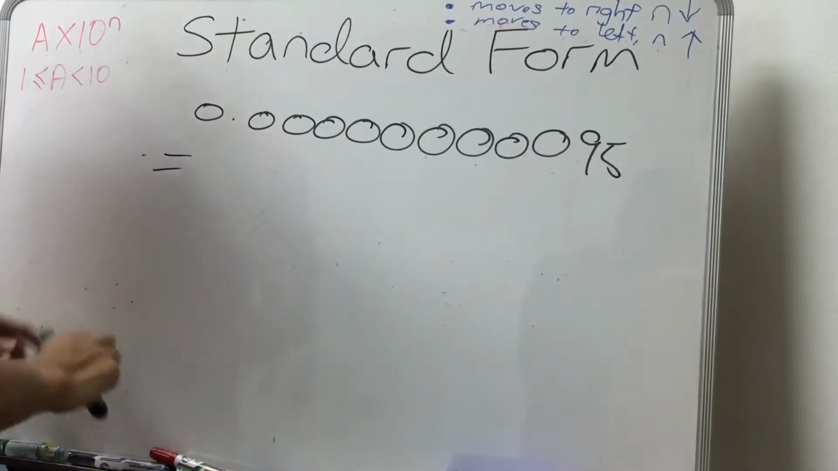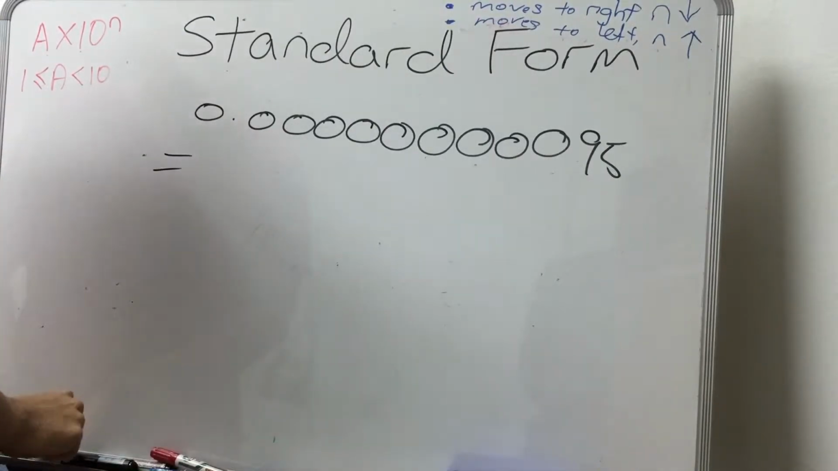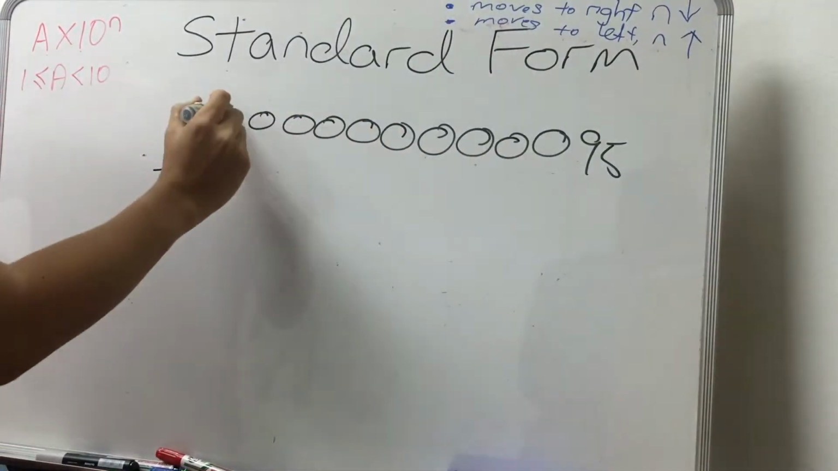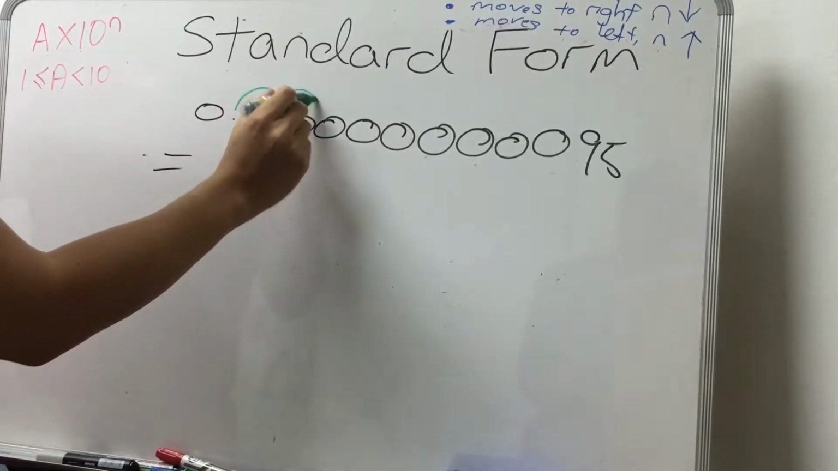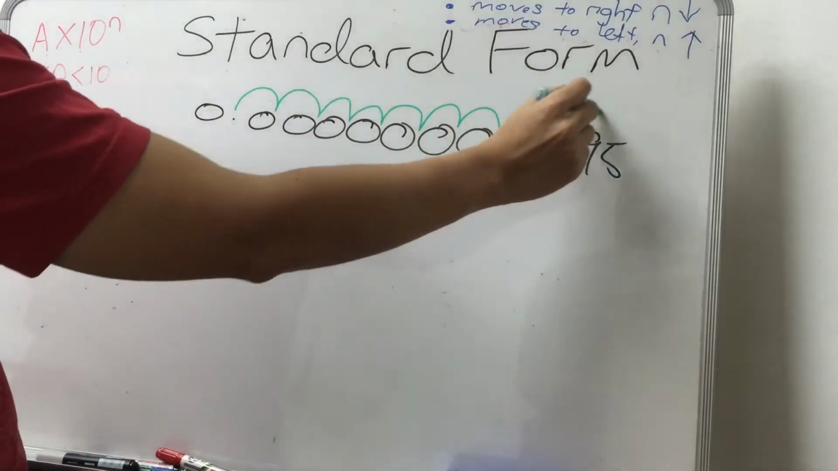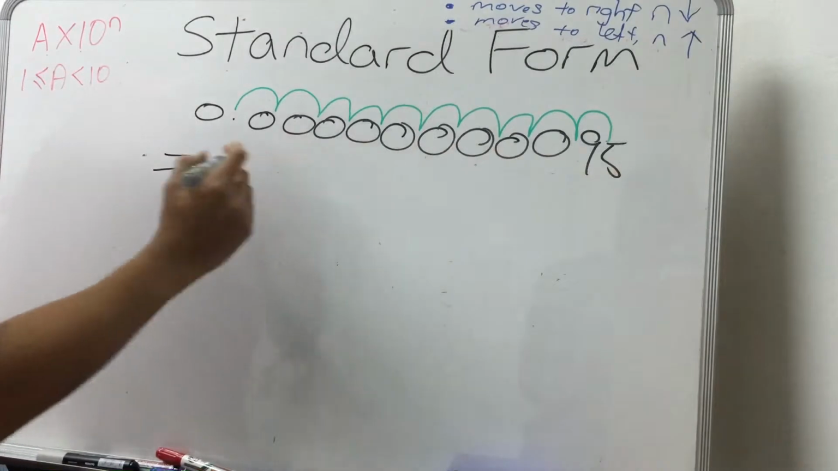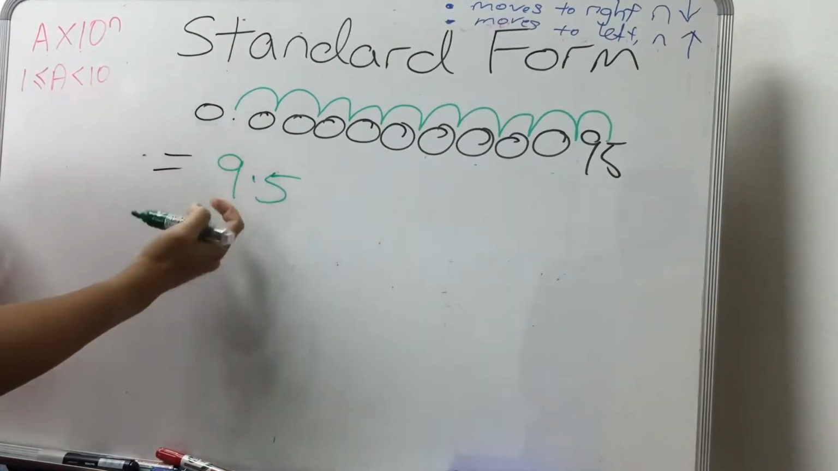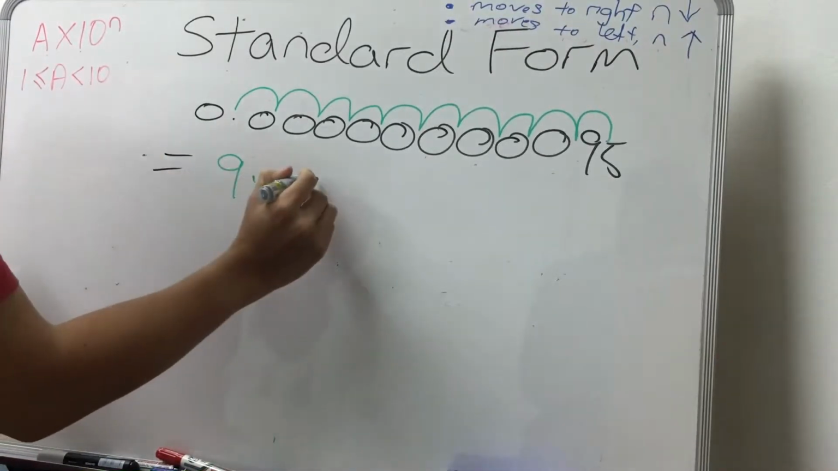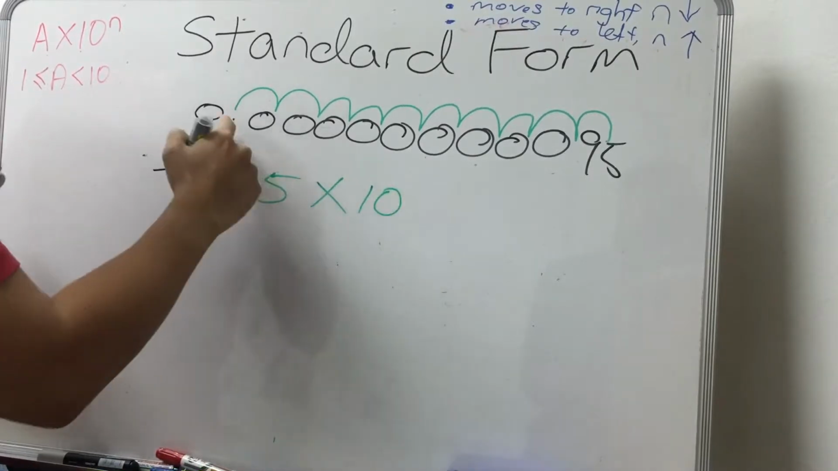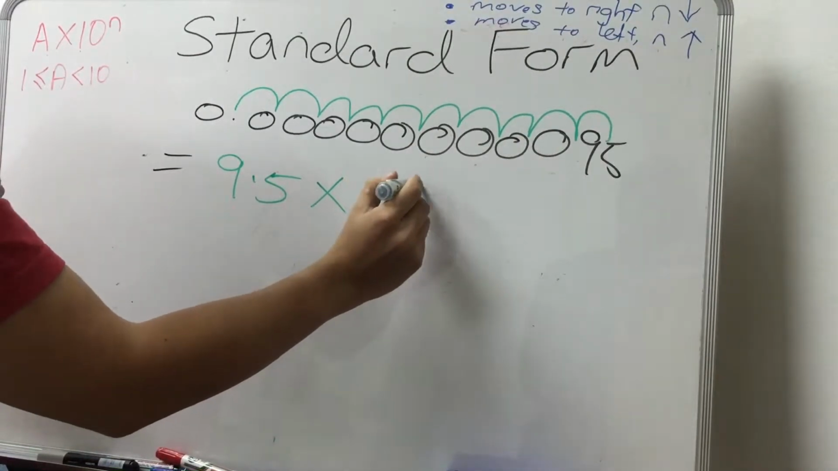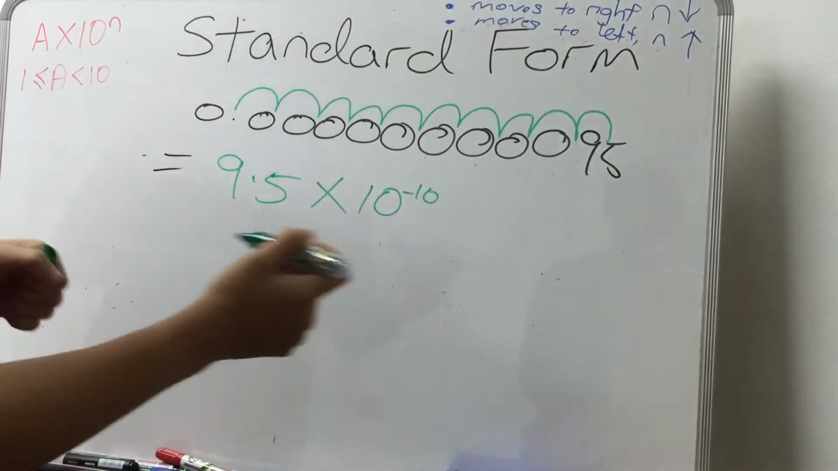Okay, so over here, we are going to count how many times the decimal point moves. So the decimal point is going to move to the right for this number. So we count, it moves 1 time, 2 times, 3 times, 4 times, 5 times, 6 times, 7 times, 8 times, 9 times, 10 times. So you can rewrite this as 9.5. Okay, remember this number must be less than 10, more than or equals to 1. So this is 9.5 times 10 to power. Since it moves to the right, your power n will decrease. So it becomes minus 10.